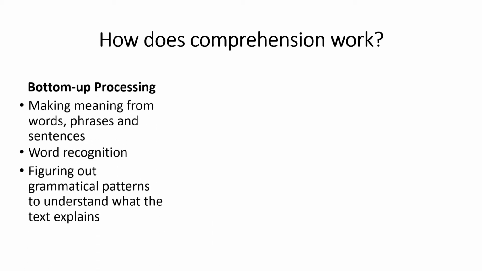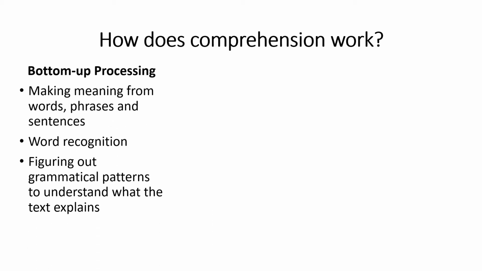One of these explanations is bottom-up processing, where a reader makes meaning from words, phrases, and sentences. So it's sort of bottom-up processing. We go down into the bottom processes of the text, that is words, phrases, and sentences. We read them, try to integrate them and make meaning out of them. So word recognition is one of the important skills in bottom-up processing. We figure out grammatical patterns to understand what the text explains.